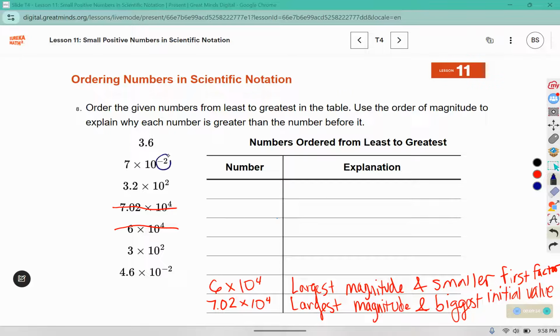I see a negative here and a negative here. So those two are going to be the two smallest. If we're talking about the smallest of them, we want the smallest first factor. So 7 is bigger and 4.6 is smaller. So we're going to say that 4.6 times 10 to the negative second is the smallest, and 7 times 10 to the negative second would come next. This is the smallest magnitude and the smallest first factor.